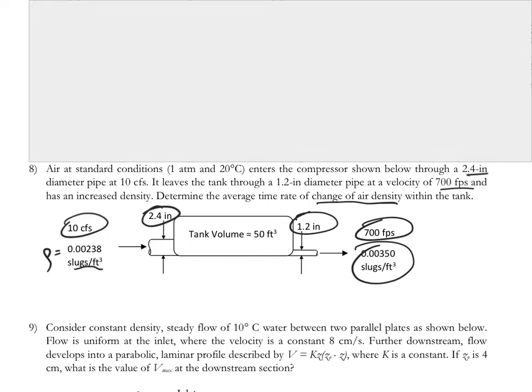Because the first thing here is to figure out what it is we're solving for. Average time rate of change of air density. So time rate of change looks like this: average time rate of change, and then air density is density of air. Okay, so that's what we're looking for. So this one's a little bit harder than the last one.